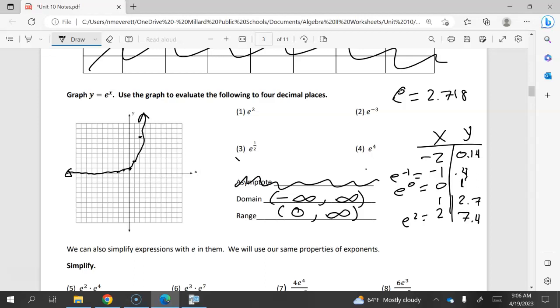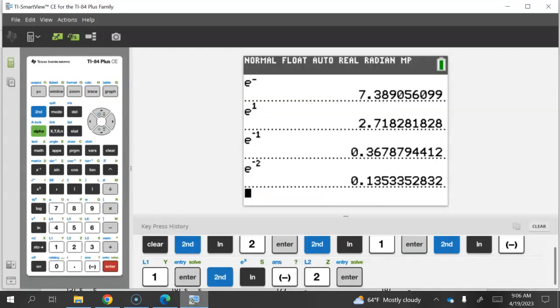Now, these right here are basically just asking you to evaluate. Once again, just type those into your calculator. I'll do the 1 over 2 because that's a bit of a weird one.